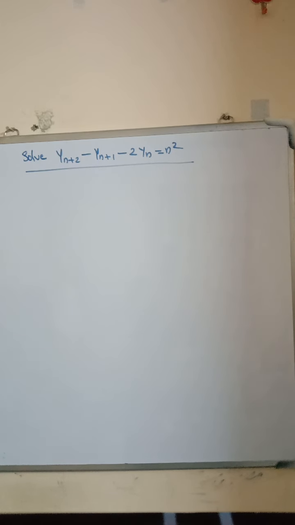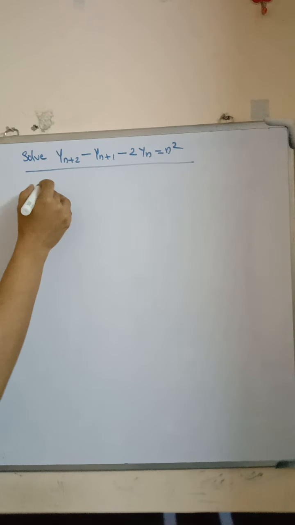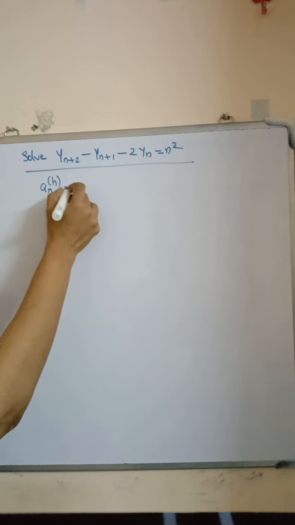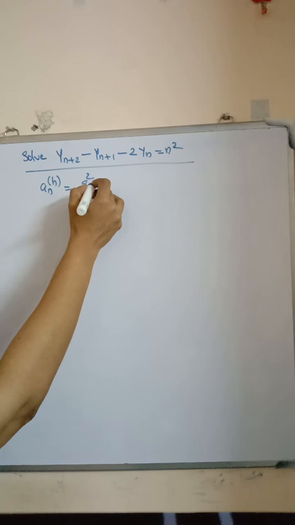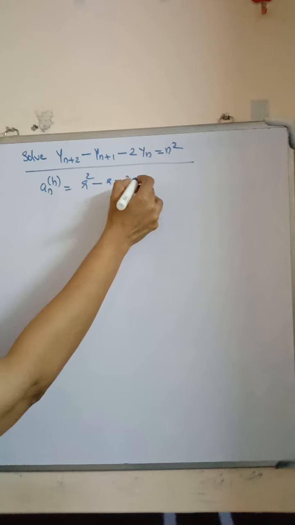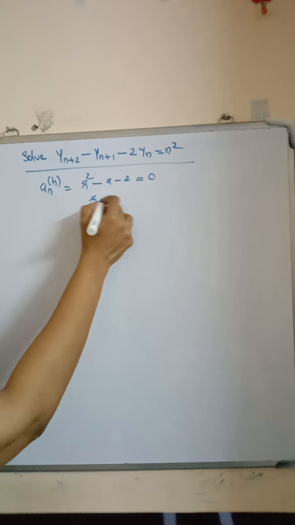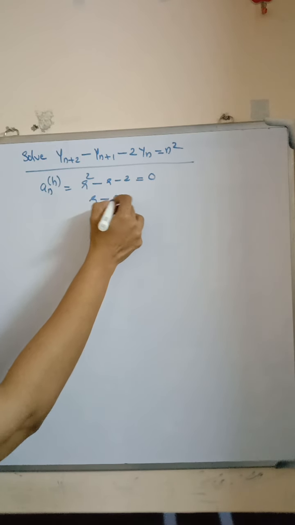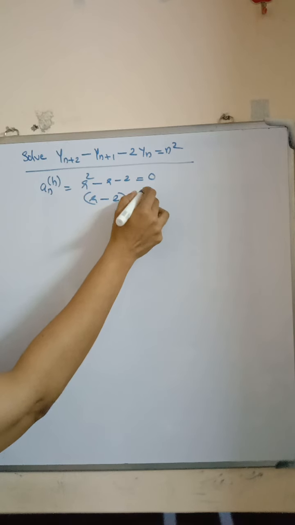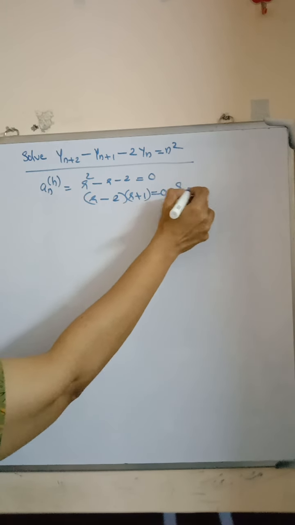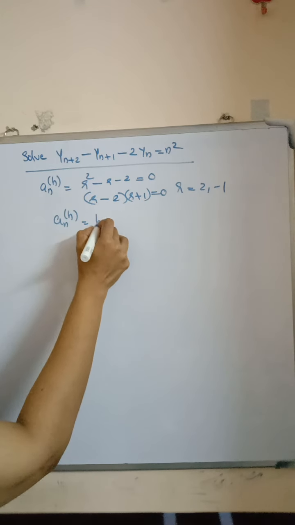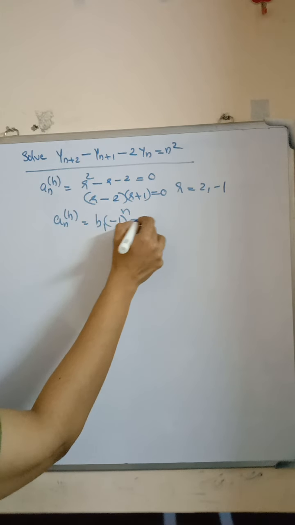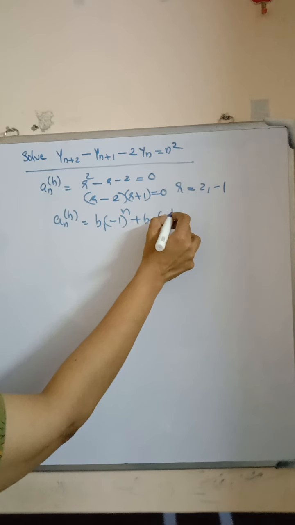Next problem, y n plus 2 minus y n plus 1 minus 2 y n equal to n square. First find the homogeneous solution. It's a second order equation. So r square minus r minus 2 equal to 0. So r minus 2 into r plus 1 is equal to 0. Therefore r is equal to 2 and minus 1. Therefore a n h is equal to b1 into minus 1 raised to n plus b2 into 2 raised to n.